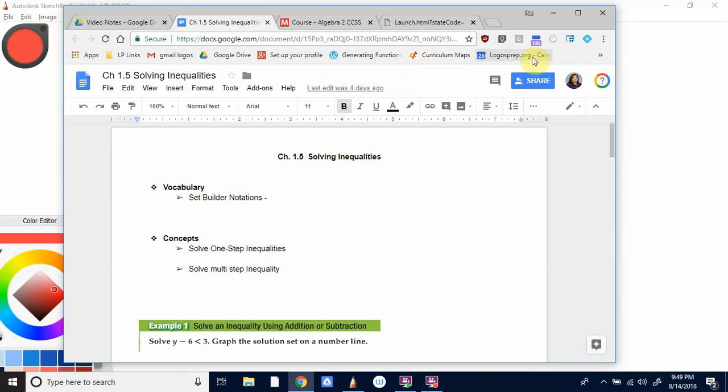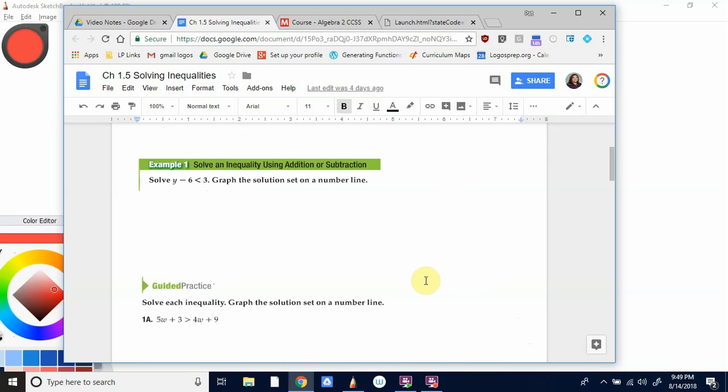Okay, we've got one vocabulary word, set builder notation, and in this unit, we're going to solve one-step inequalities. We're going to solve multi-step inequalities. So let's first look at what we need to know to solve them. Well, you need to know the properties for solving inequalities. We'll start with the addition/subtraction property of inequalities.